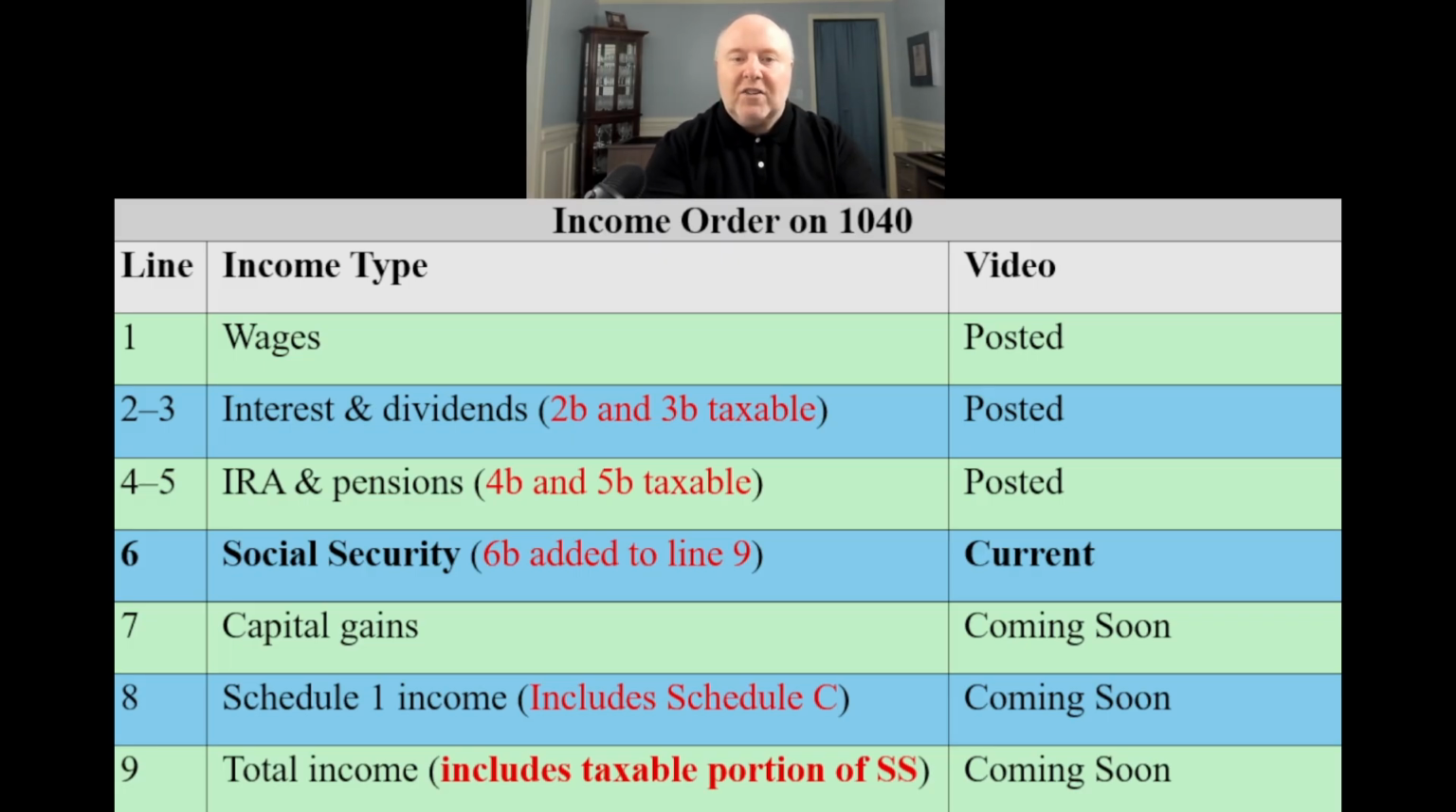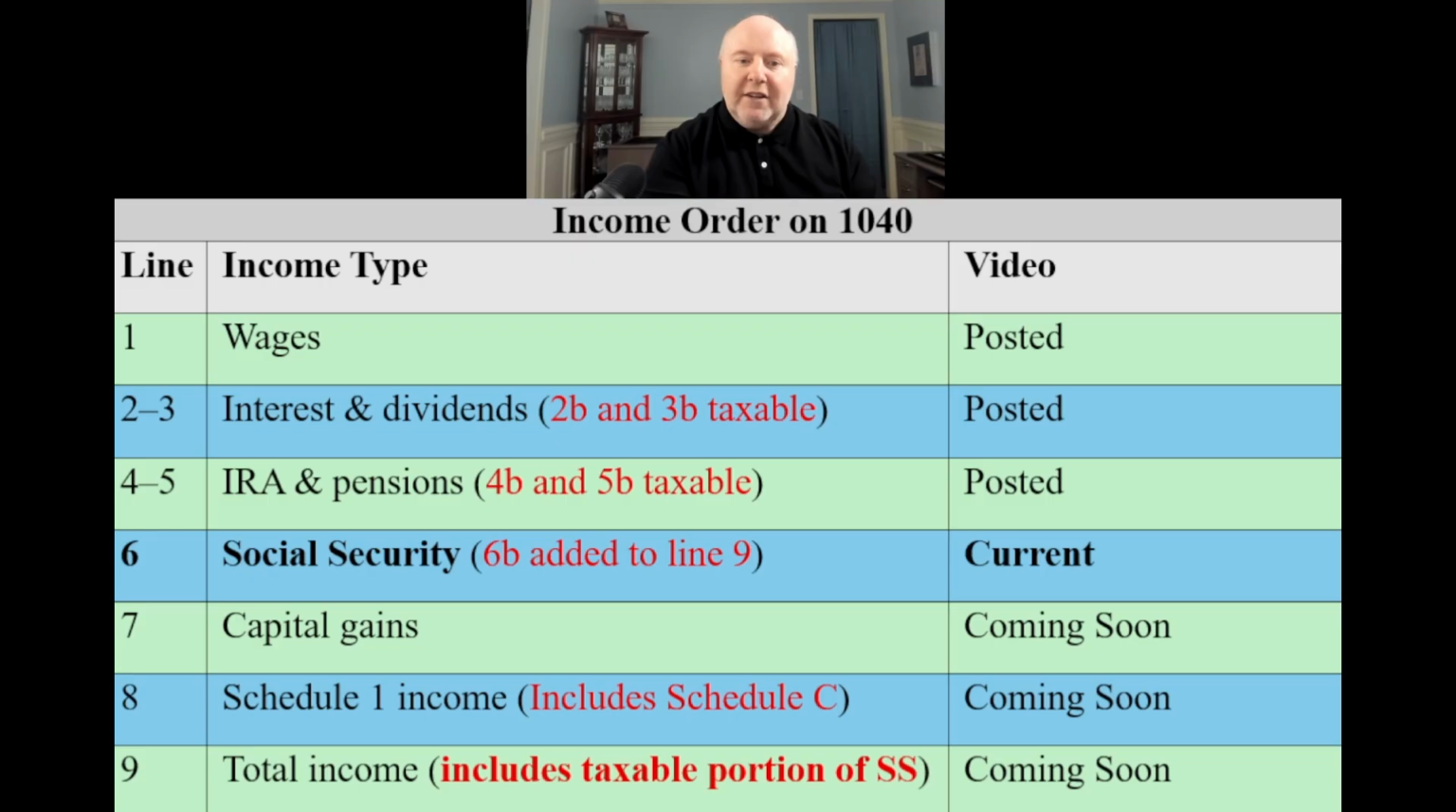Then we get to 6, and that's our current line that we're working on. So that's where we're at right now. But you can see we still have to deal with capital gains and Schedule 1 income, which also brings in Schedule C, before we get to total income.